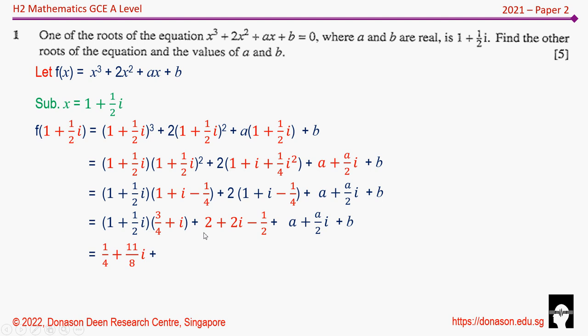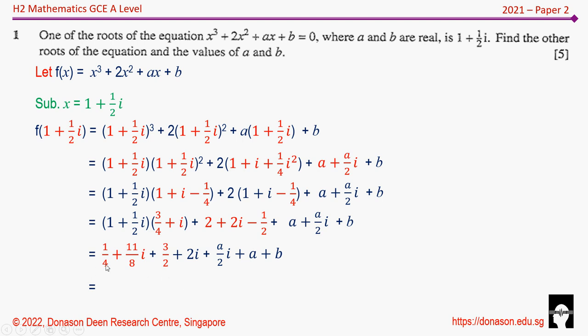Then this part, 2 minus 1/4, which is of course going to become 1.5, that is 3 over 2, plus the 2i I just copy down, and the rest of it I'm just going to copy down as it is, right? a over 2i, which is here, and the a and the b I put together, a plus b. Now let's regroup all the real parts together and all the complex parts together.